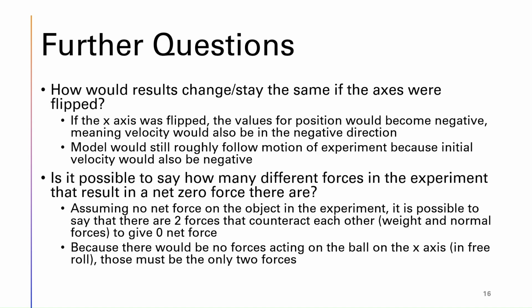Further questions: if the x-axis was flipped, this would not fundamentally change the conclusions from this experiment, but the graph would look different because instead of going in the positive x direction, the position of the ball would be going in the negative x direction. But so as well would the ball model be going, so it wouldn't change much. It is also possible to say that there are two forces acting in the y-axis, force of gravity and normal force.